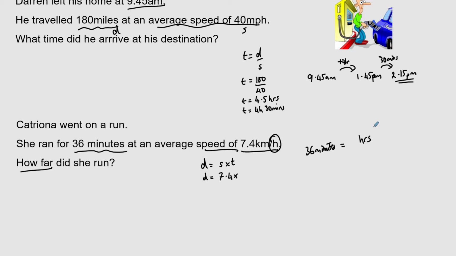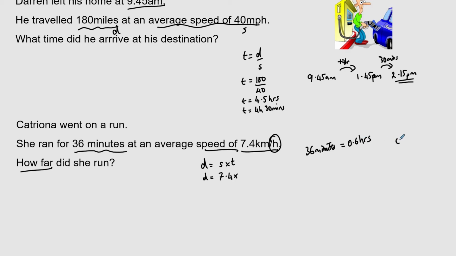Okay. Now, if you think about it, it's not that difficult. A full hour is 60 minutes. A tenth of an hour, so 0.1 of an hour, is 6 minutes. 0.2, 12. 0.3, 18. So we've got to figure out how many sixes fit into 36, and that would be 6. So 36 minutes is 0.6 hours.